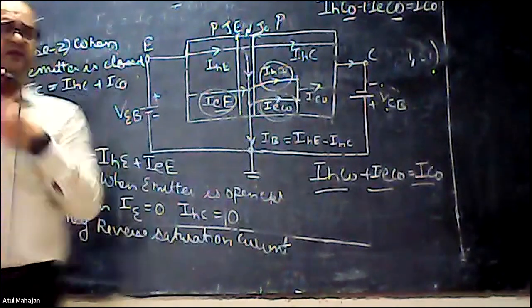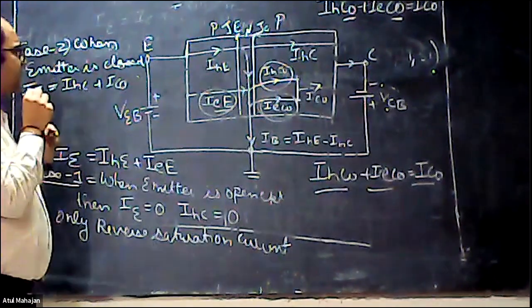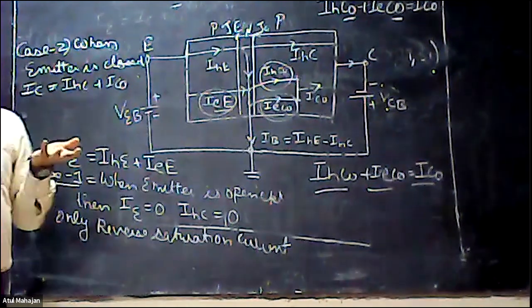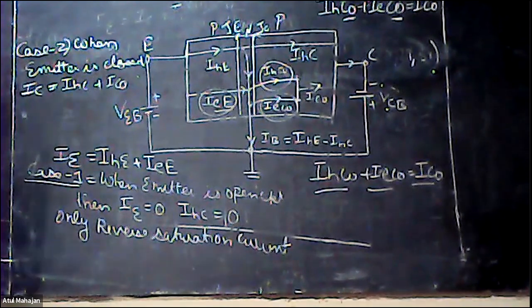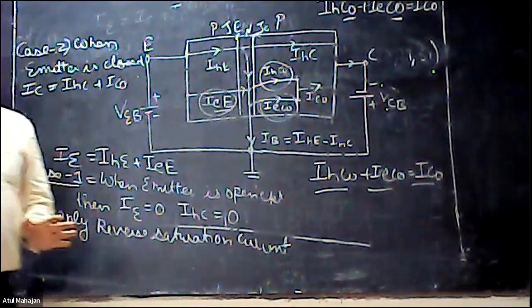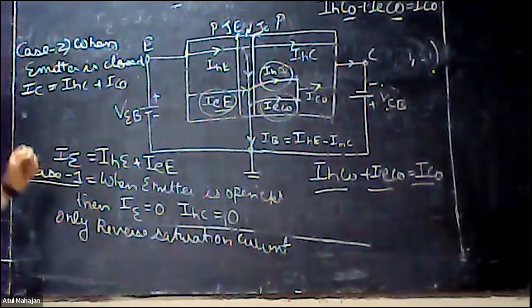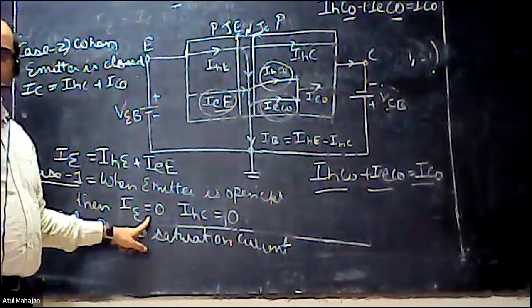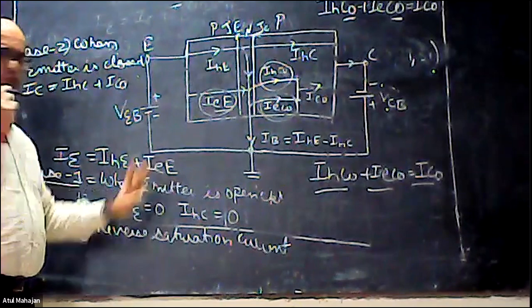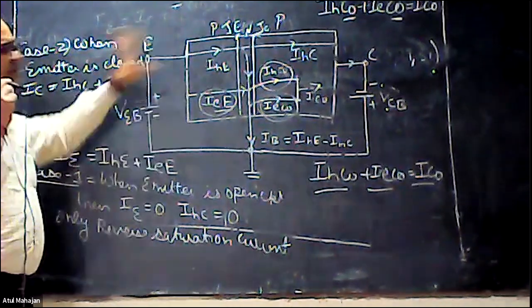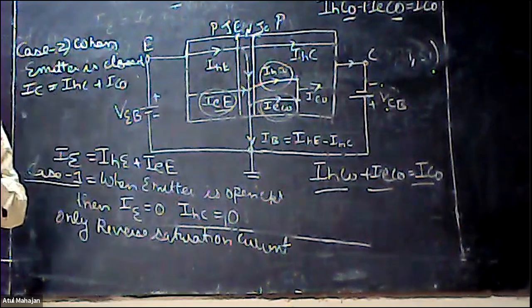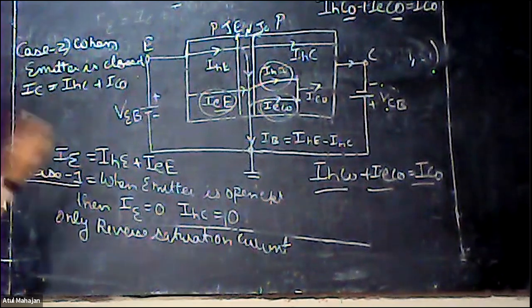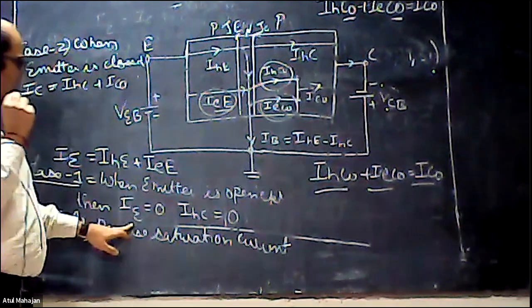Next, what are the two cases we come across, case 1 and case 2? The first case is when the emitter is open circuit. When the emitter is open, the emitter current will be equal to 0, because there is no supply voltage given to the emitter junction. Will there be any flow of current in the emitter? No, there will be no flow of current. So the emitter current will be equal to 0.